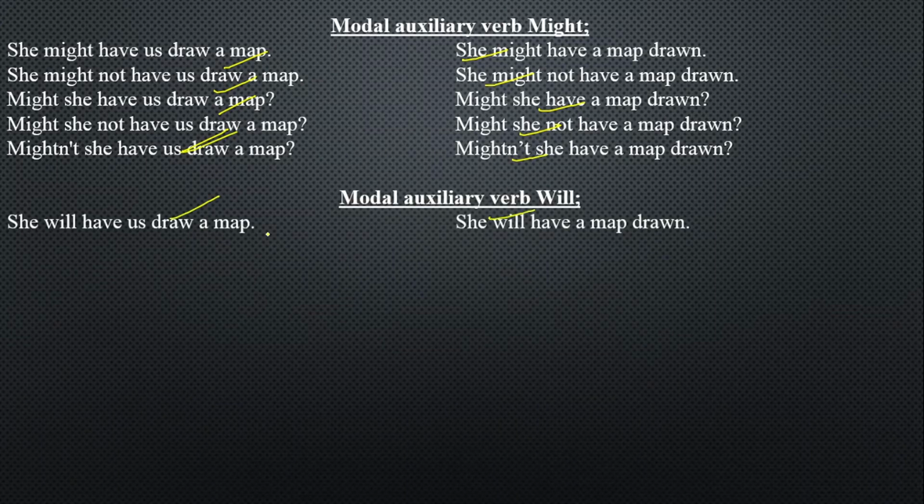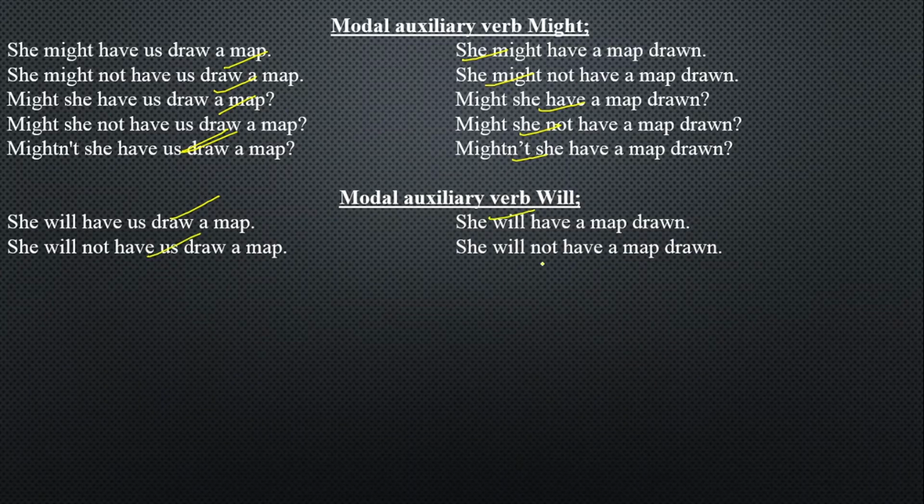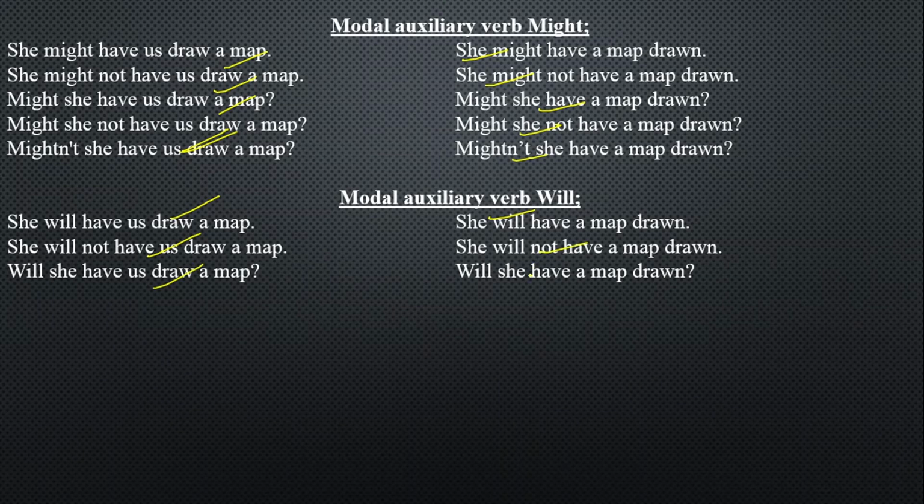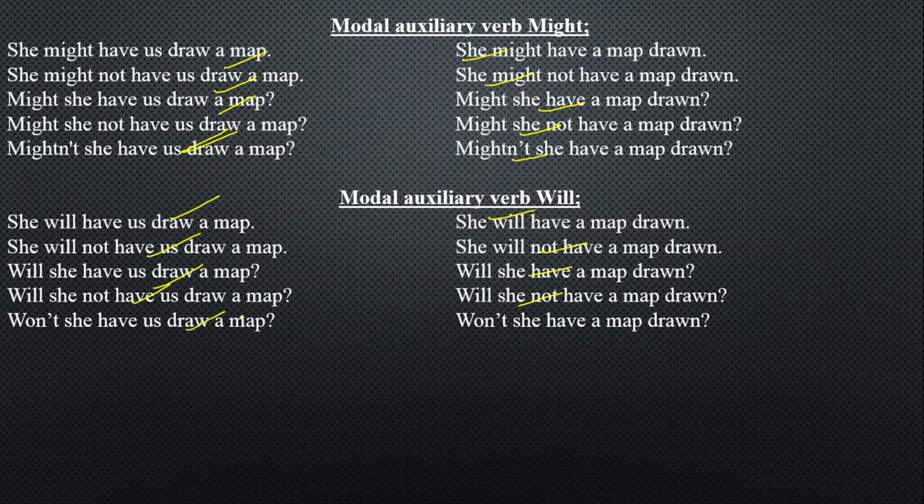She will not have us draw a map. She will not have a map drawn. Will she have us draw a map? Will she have a map drawn? Will she not have us draw a map? Will she not have a map drawn? Won't she have us draw a map? Won't she have a map drawn?